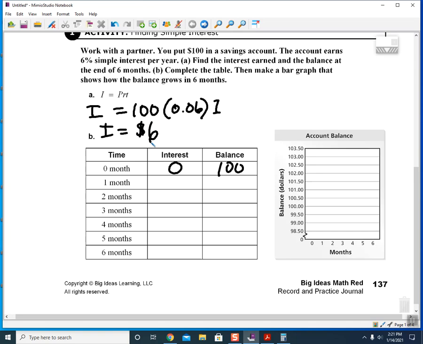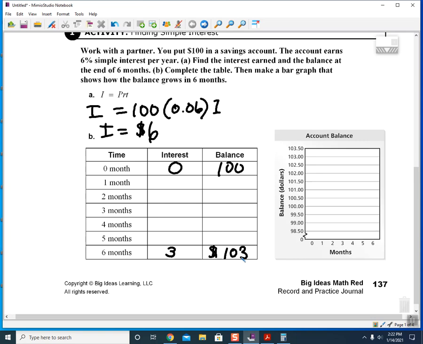Pretty straightforward. So if over an entire year I gain $6 in interest, if I want to know how much I have at 6 months, it's just going to be half of that, right? So the interest that I would gain after 6 months would be $3 of interest, which means that my total would be $103. Well, what am I going to make per month then in each of these months?